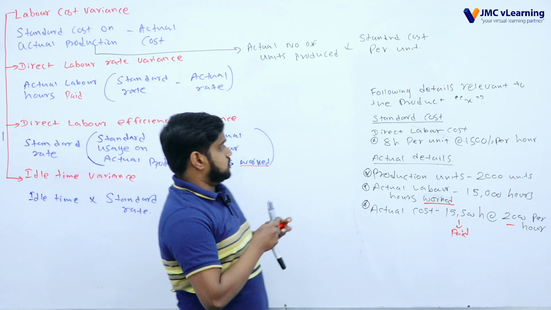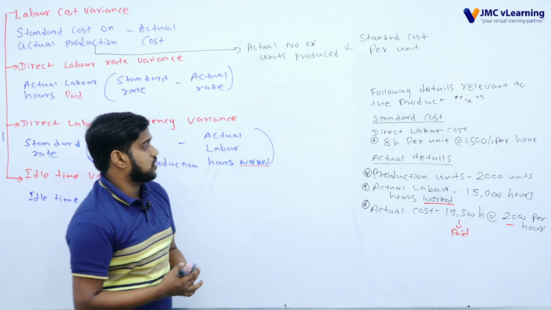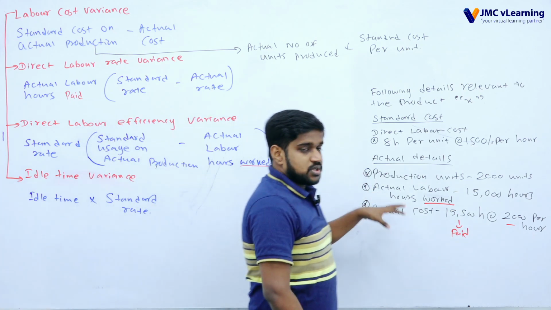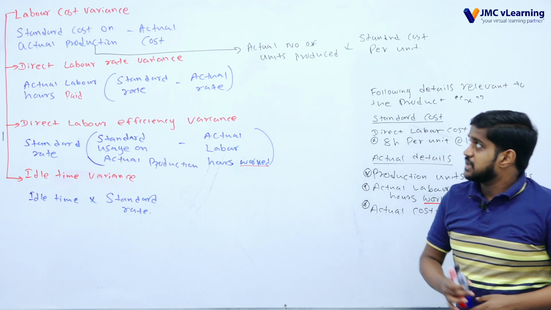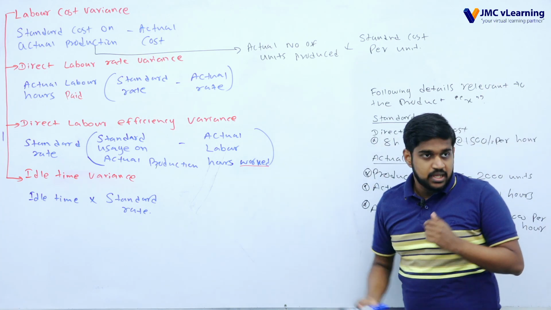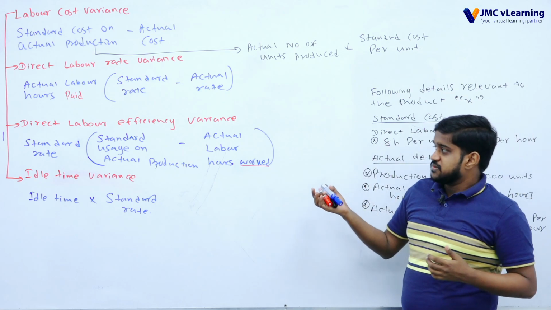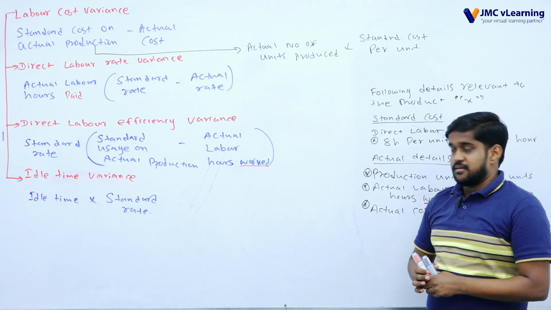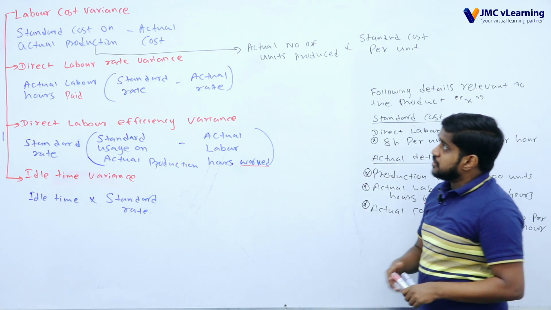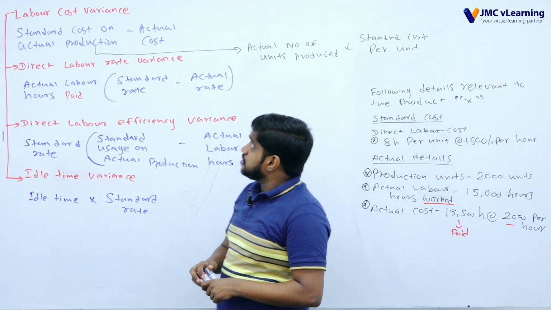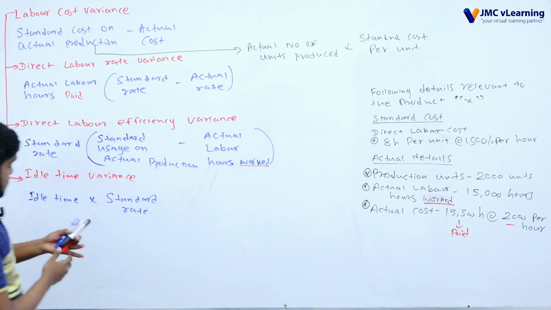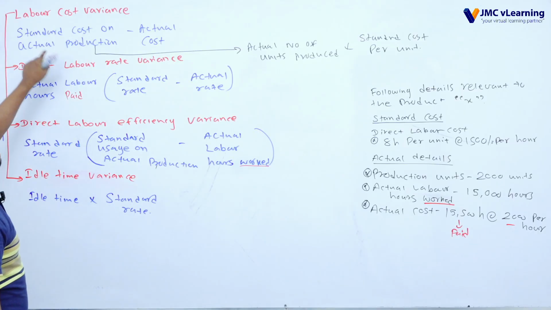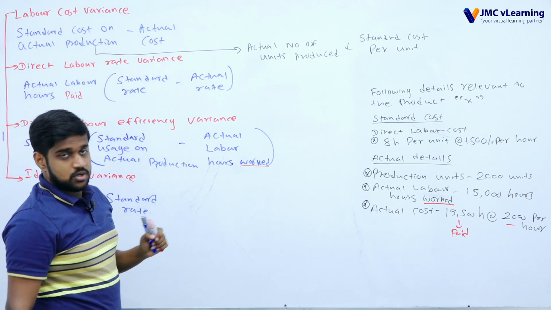Then we have our standard cost as well as our actual details. Based on these available details, let's calculate the direct labor cost variance, then the direct labor rate variance, then the direct labor efficiency variance, and the idle time variance. Okay, first the direct labor cost variance. How can we calculate direct labor cost variance? Simply, it is standard cost on actual production minus actual cost.